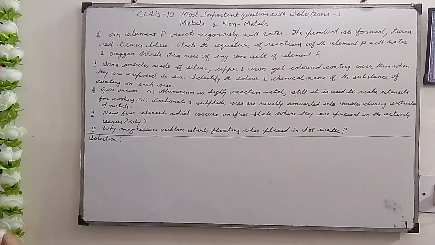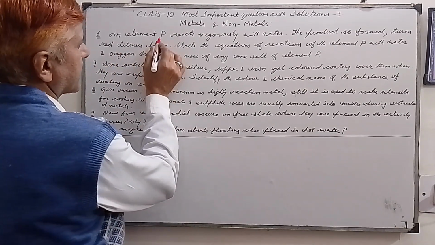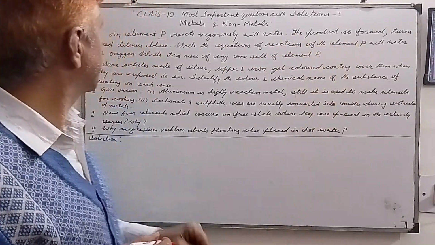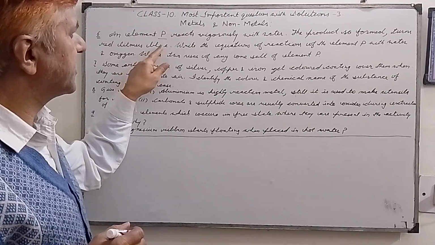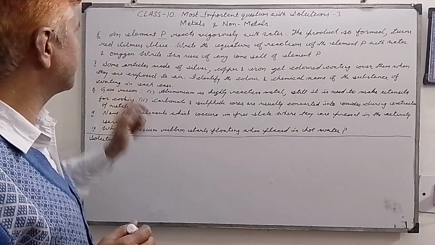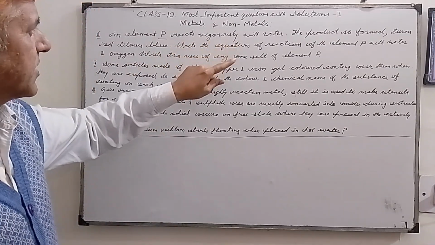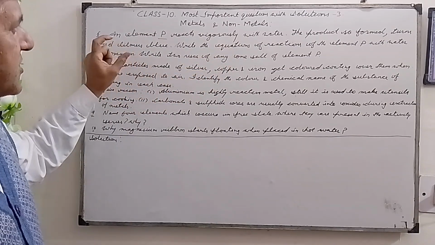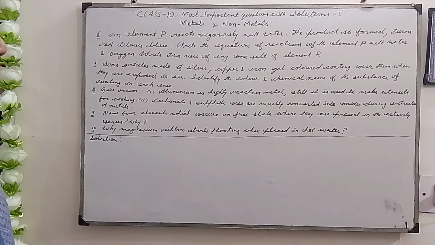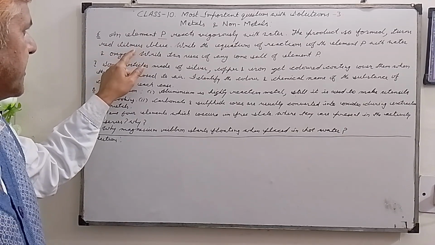Now my dear students, we have the next question, question number 6. An element P reacts vigorously with water. The product so formed turns red litmus blue. Write the equations of reactions of the element P with water and oxygen. So my dear students, the element which reacts vigorously with water is calcium. The product so formed turns red litmus blue.